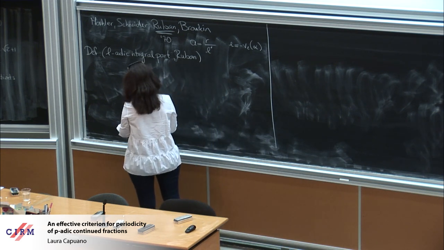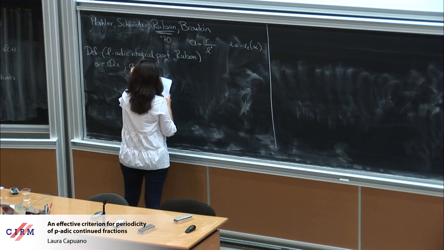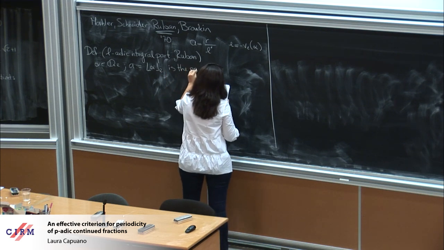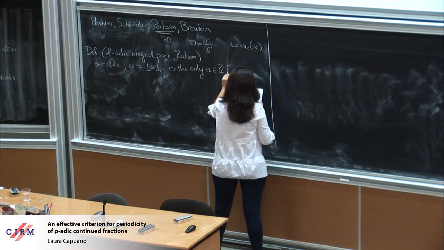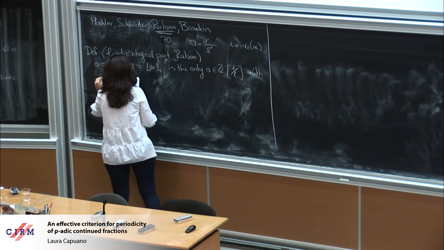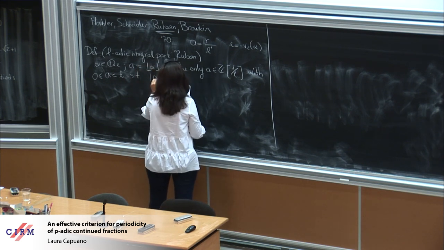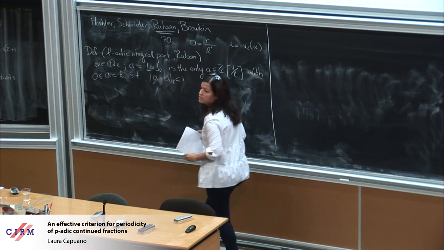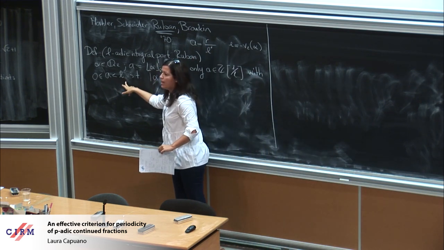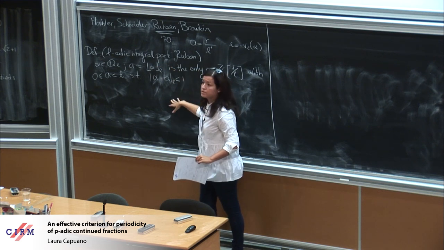So you have alpha in Q_L, and the L-adic integral part that I will denote by this symbol is the only A in Z[1/L] with A between 0 and L such that the L-adic absolute value of alpha minus A is less than 1. Okay, so I'm just taking A of this form, and the L-adic integral part does exactly what I need to perform the same algorithm.